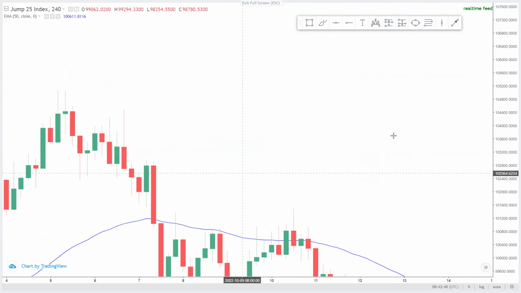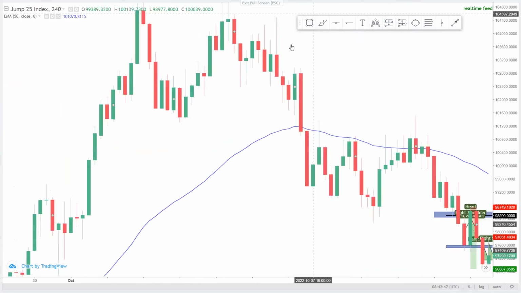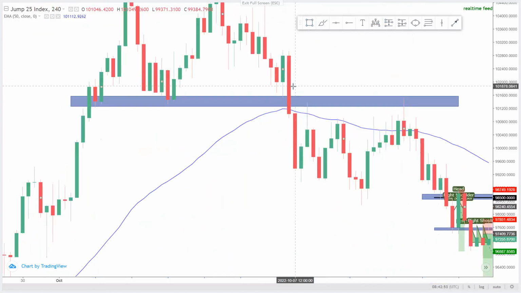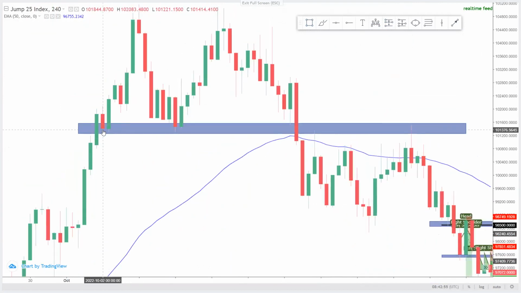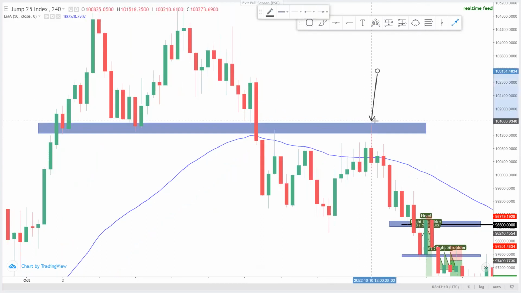Looking at the 4-hour time frame, we had a key level somewhere around here. The level acted as support, and then the level has now been broken. The broken support becomes a new resistance. So whenever price retests this level, we're looking for potential selling opportunities from this level. We're looking to short price upon the retest of this level.